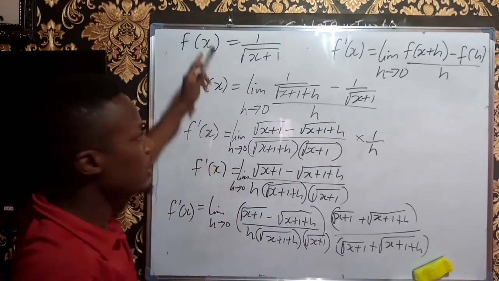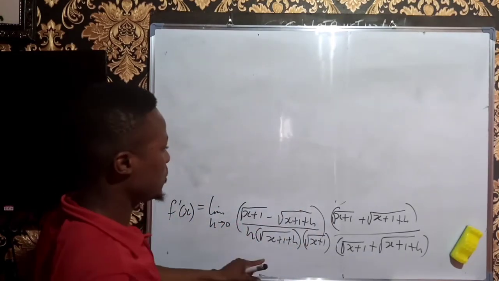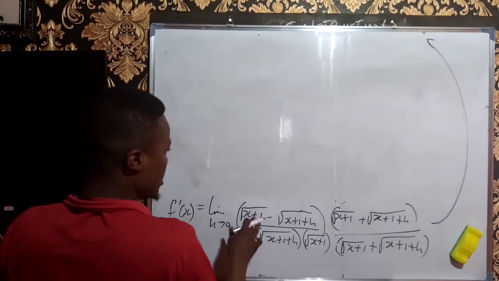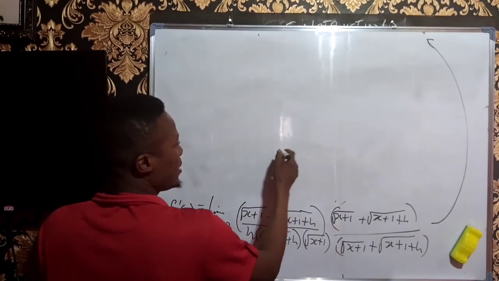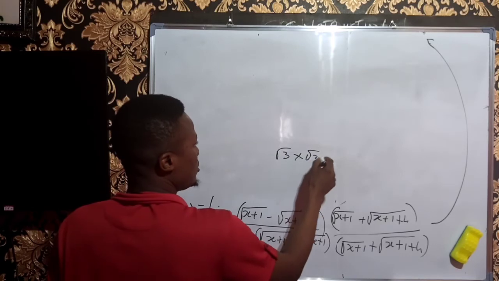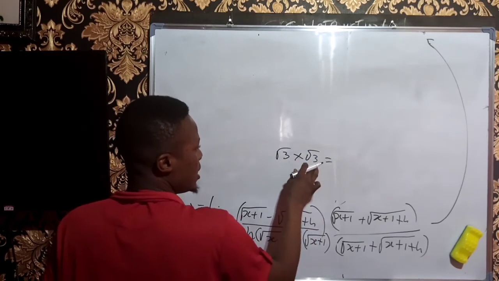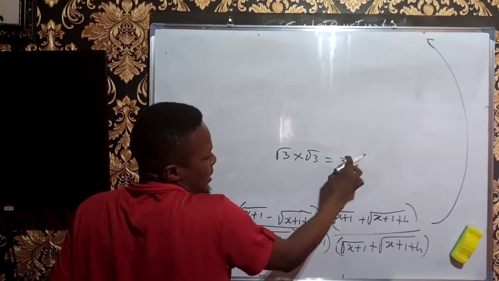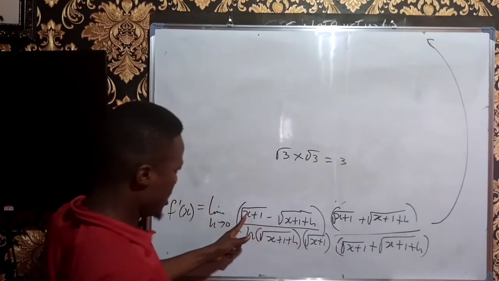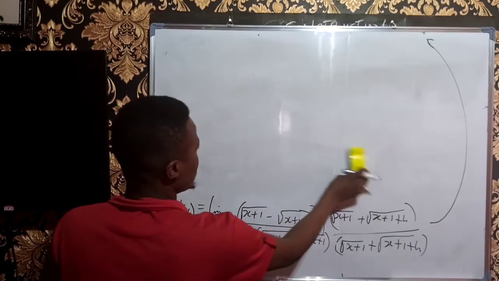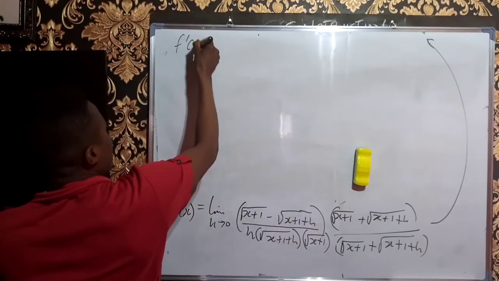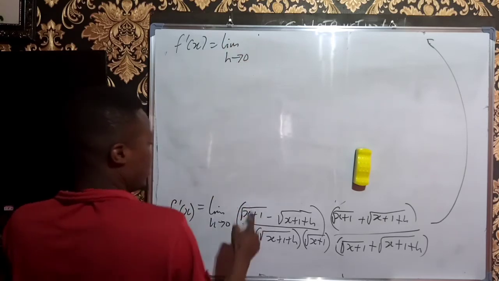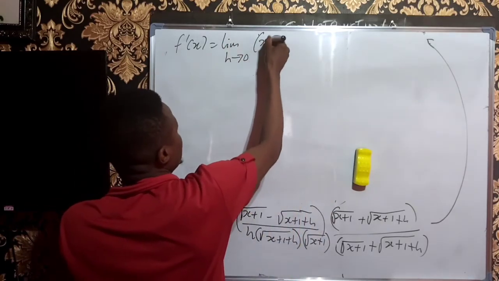Okay, so let me clean up here to continue. From this point here, we'll continue up here. This times this. Remember, in surd, when you have square root of 3 multiplying square root of 3, 3 times 3 is 9, and square root of 9 will give you 3. So when the same thing is times the same thing, it gives you the number inside. Therefore, when this is times this, we shall get just f prime of x equals the limit of h tending to 0. This time this is giving us just x plus 1.